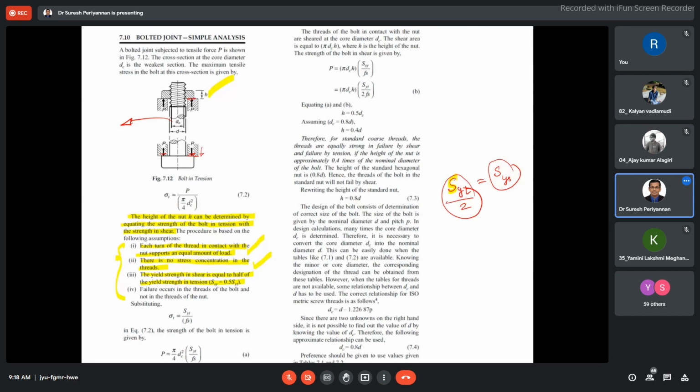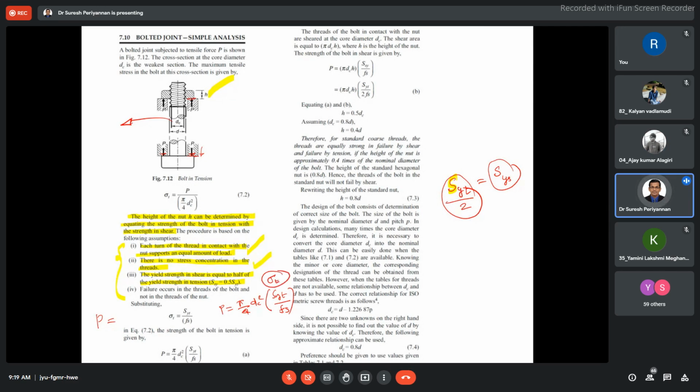Okay, now come to this. Where is the shear region? Where is the load acting here? See, the strength of the bolt is in tension. When the tensile load is acting, this is P. This is the normal formula: P is equal to pi by 4 DC squared into SYT divided by Fs. This is nothing but sigma T. These are simple calculations only.